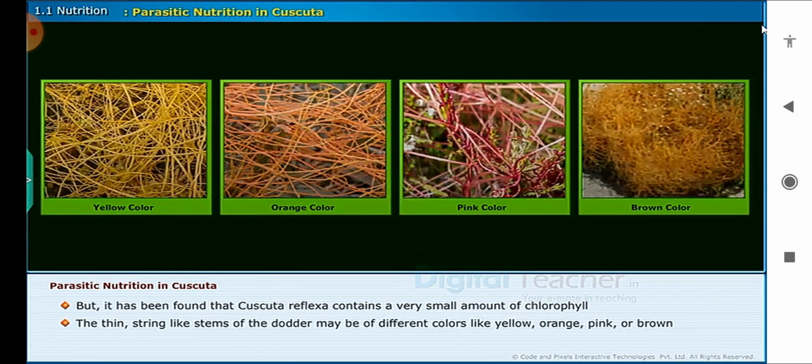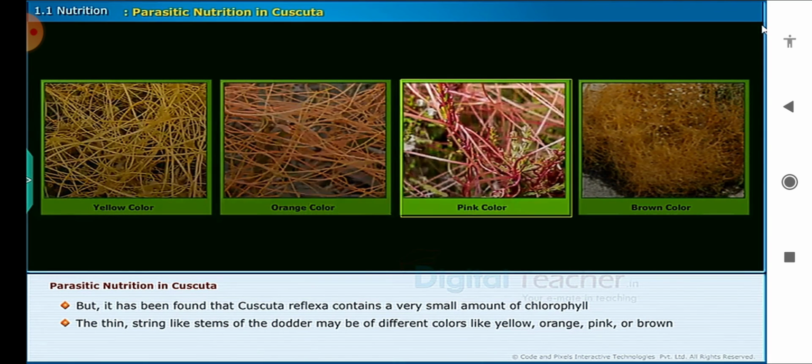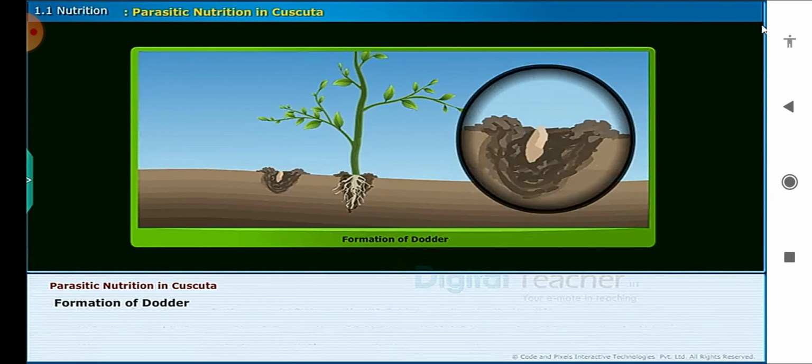The thin, string-like stems of the dodder may be of different colors like yellow, orange, pink or brown. The dodder's flowers are tiny yellow or white bell-like, lobed corollas with united petals. Let us now learn about the formation of dodder.